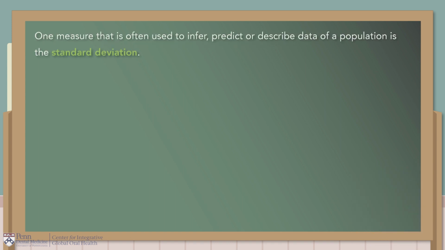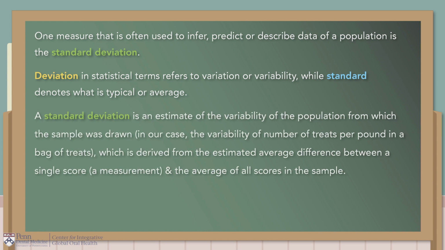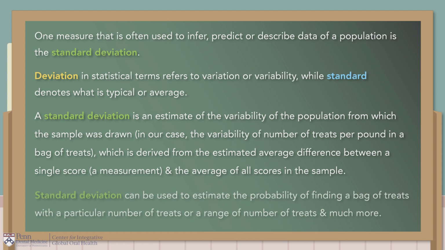One measure that is often used to infer, predict, or describe data of a population is the standard deviation. Deviation is a statistical term which refers to variation or variability, while standard denotes something typical or average. A standard deviation is an estimate of the variability of the population from which the sample was drawn. In our case, the variability of number of treats per pound in a bag of treats, which is derived from the estimated average difference between a single score or measurement and the average of all scores in the sample.